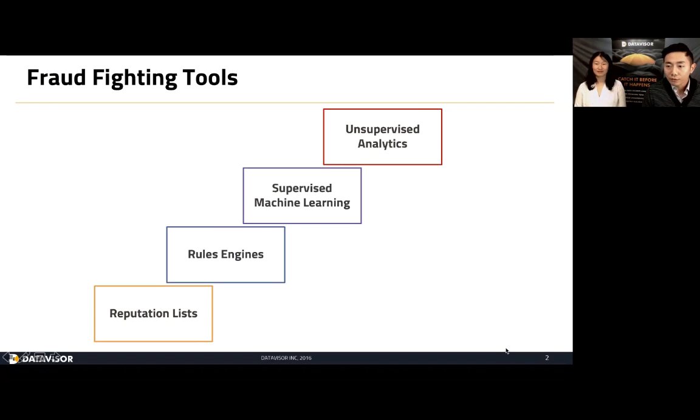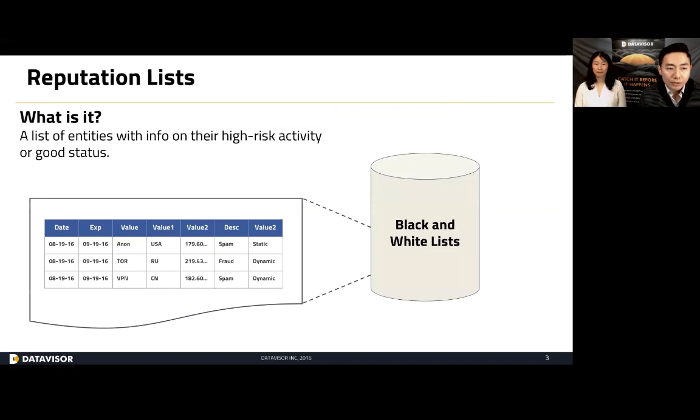So we'll be going over four main tools for fraud management in this webinar: reputation lists, rules engines, supervised machine learning, and unsupervised analytics. As we talk about each of these four tools, we're also going to go from less complex to more technically complex. So I'll go over reputation lists, rules engines, and supervised machine learning, and Fang will talk about unsupervised analytics and algorithms. So I'll start by talking about reputation lists first.